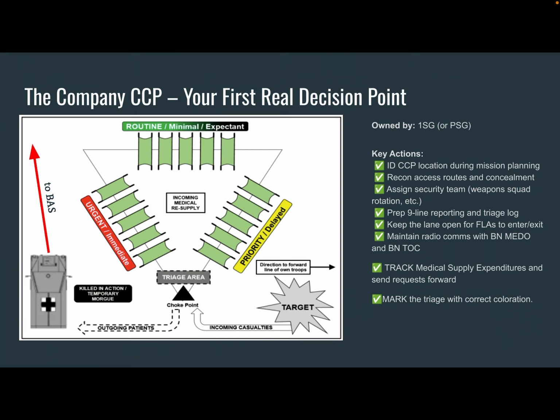Another thing that needs to be done, there are two bottom ones that I've added to the list I had previously, is to track medical supply expenditures and then send those requests forward. If there's limited radio communication, you can pass those requests with the FLA when they take patients, and they can drop them off at the BAS. So the next time it comes around, it can drop those supplies off, and then mark the triage with the correct coloration.